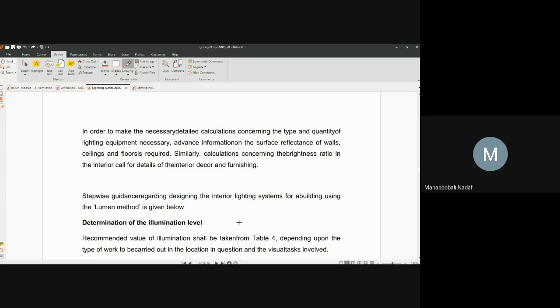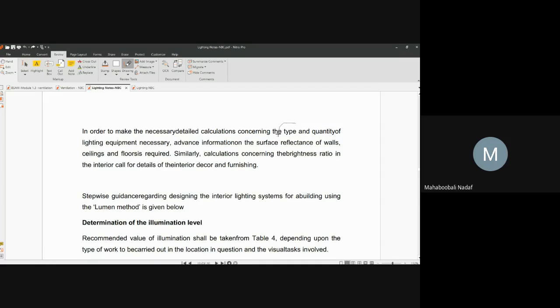So to start with the lumen method, calculations regarding type and quantity of lighting equipment. Type means what? Whether it is a CFL, or what type of luminary, mercury lamp. So those things we need to take. Quantity means what number of bulbs or luminaries. Luminaries means nothing but the sources of light which are emitting. In general words we can call them bulbs or tube lights. Okay, like that we have to understand.